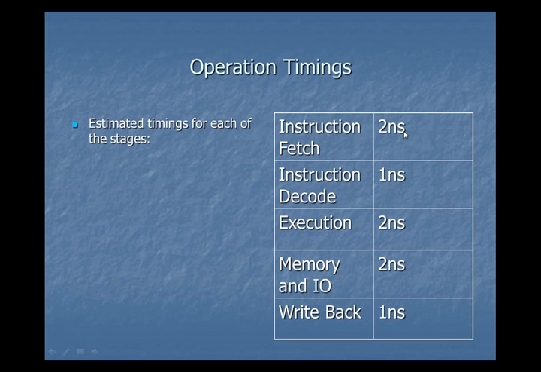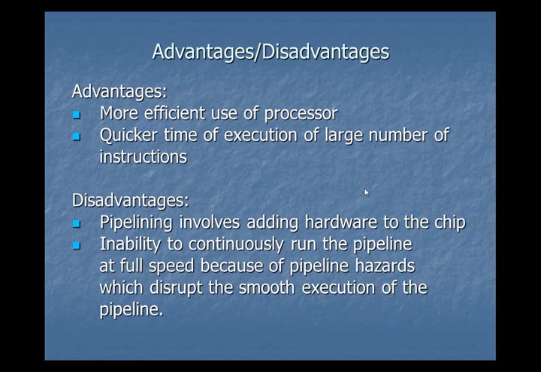Instruction fetch takes 2 nanoseconds. Decode takes only 1 nanosecond. Execution takes 2 nanoseconds. Memory and input output takes 2 nanoseconds. Write back takes 1 nanosecond. But you see in this table, no one stage takes more than 2 nanoseconds. The maximum is 2 nanoseconds: 2, 1, 2, 2, 1. That is instruction fetch, decode, execution, memory, write back.